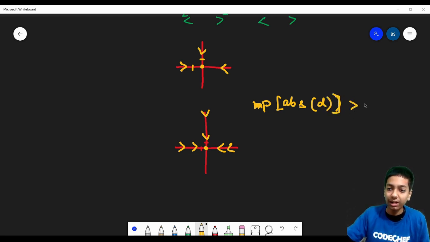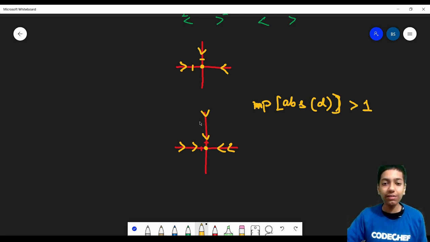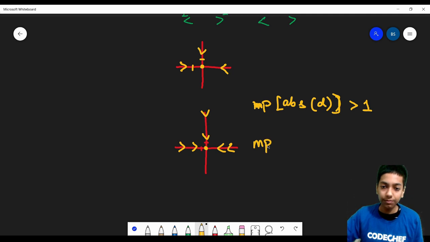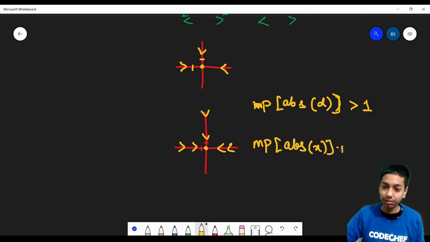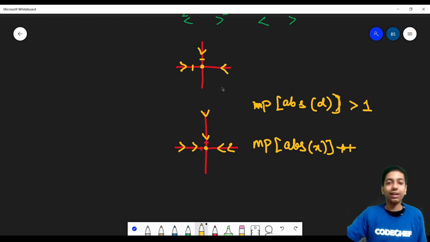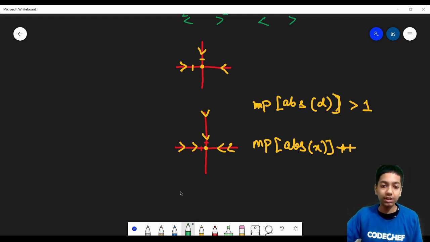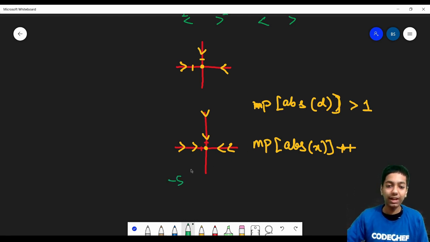This should be greater than 1. And initially, when we are just processing the input, what we can do is simply do map of absolute of x, the same expression, plus equal to 1 or plus plus, right? So what this will basically do is that, let's say I am given -5 as the input. So initially all the values in the map are 0. So what it will do is it will increment map of 5 by 1, because absolute of x, right?